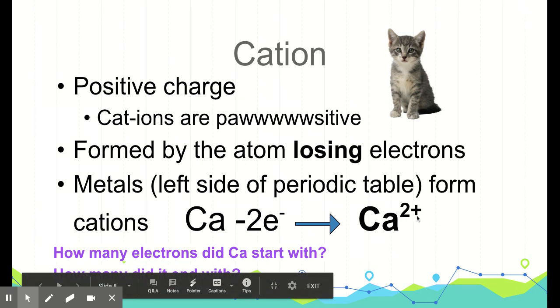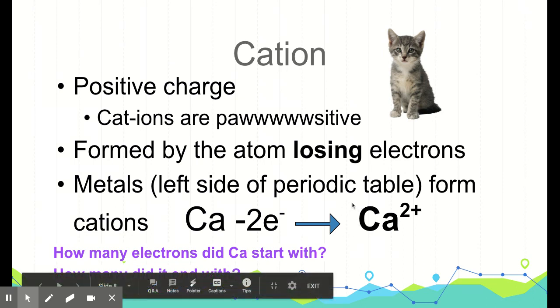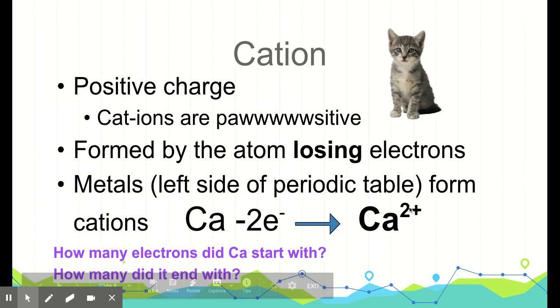So back where we were talking about writing the symbols, you could write the mass at the top on the left, and then you could write the atomic number on the bottom on the left, and then the charge, now that it's an ion, goes on the top right. So how many electrons did calcium start with? It started with 20 because you can find that on the periodic table. Its atomic number is 20. How many did it end with? Because we're adding 2 positives, it's going to end with 18.